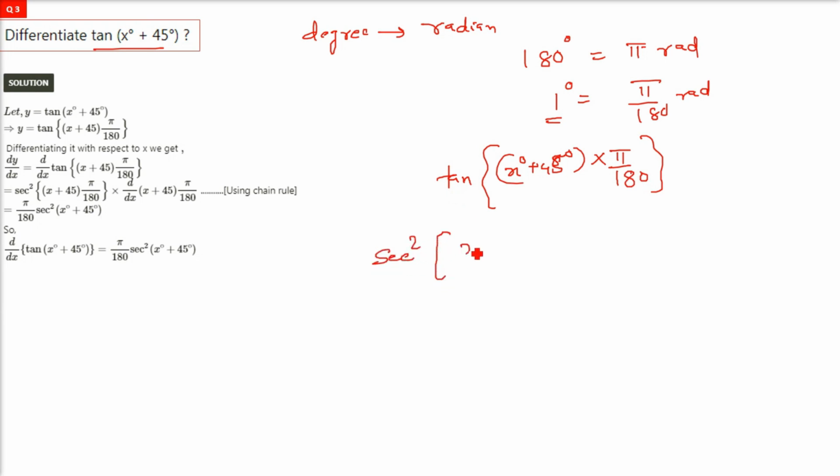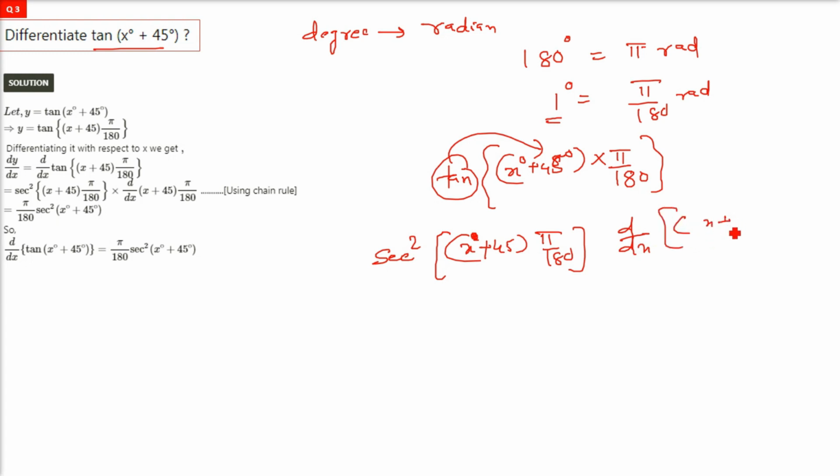So first thing is, the derivative of tan theta is sec square theta. And then we have x plus 45 degree. This is not degree; it is (x plus 45) pi by 180 because it is radian. So sec square theta. Then you have to differentiate the inside one also. That is chain rule. So d by dx of (x plus 45) into pi by 180. You don't write degree now because you have already converted it.